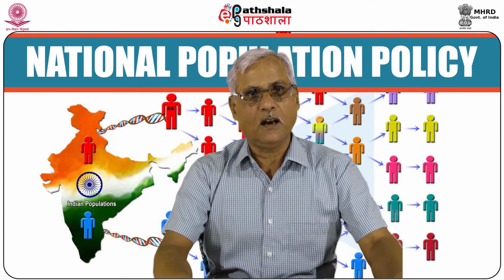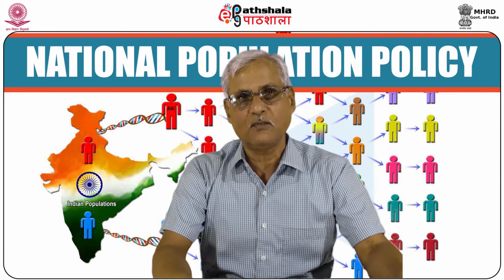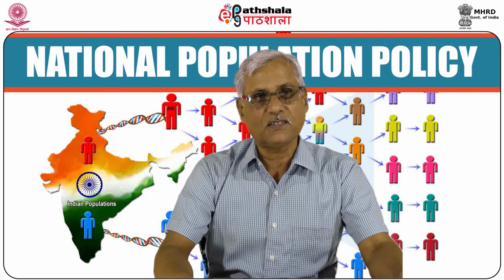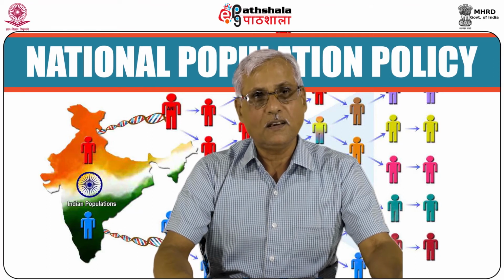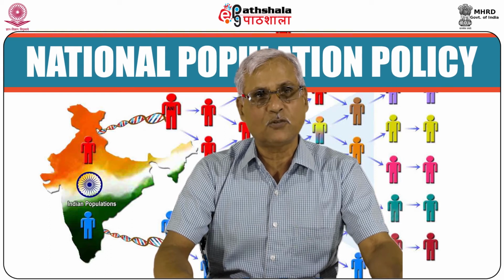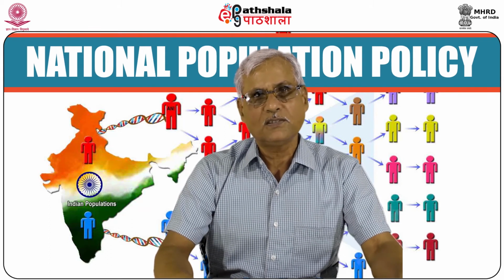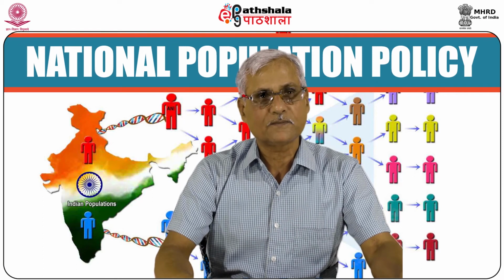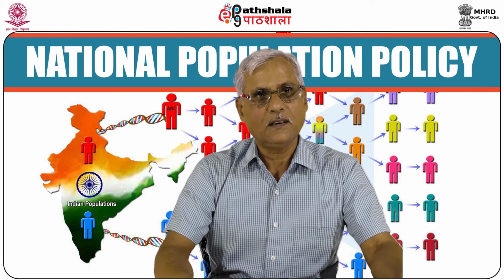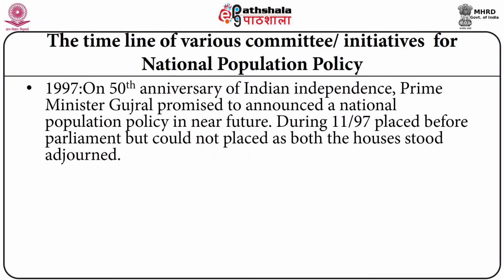In 1991, a long-term holistic view of development, population growth and environment protection emerged through an international conference. In 1994, the report on the national population policy by expert groups was circulated among members and comments sought from state and central agencies. In 1997, on the 50th anniversary of Indian independence, the Prime Minister promised to announce a national population policy in the near future. On 11 November 1997, it was placed before Parliament but could not be taken up as both houses adjourned.